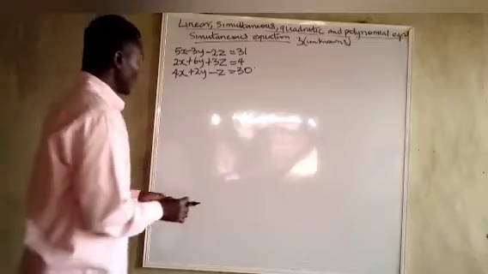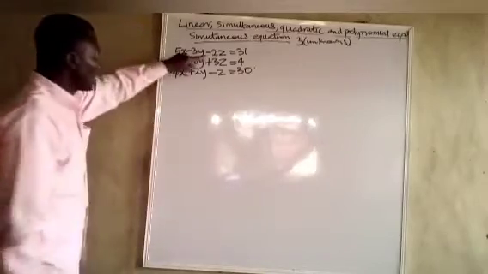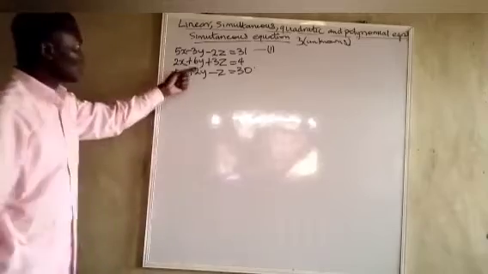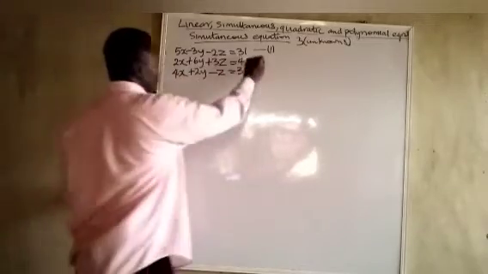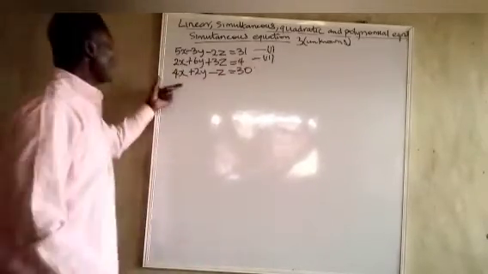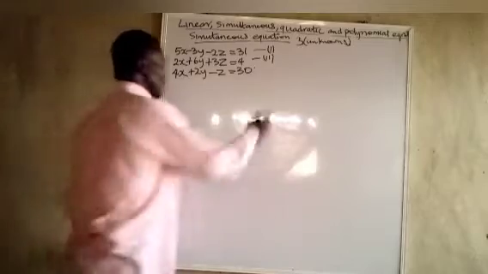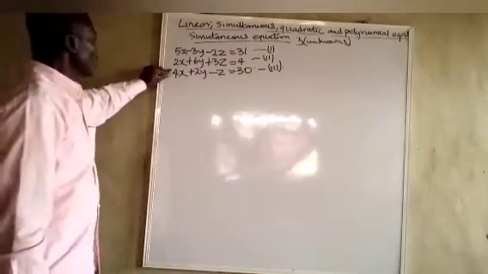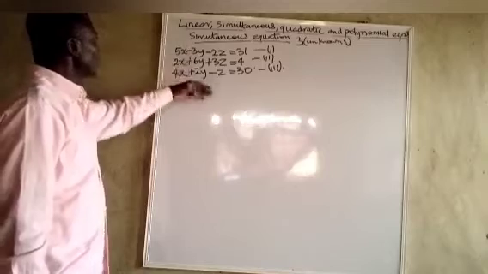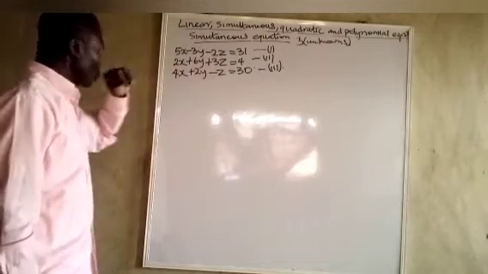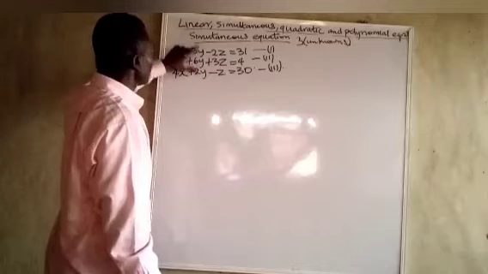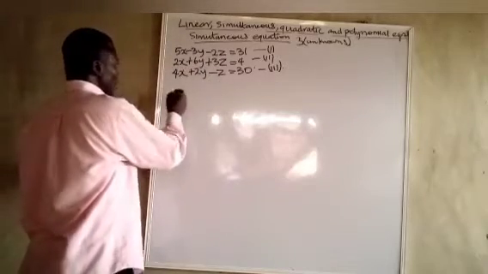Let's see how I go about this. Now, I have 5x minus 3y minus 2z equals 31. Let's call that our first equation. 2x plus 6y plus 3z is equal to 4. Let's call that the second one. 4x plus 2y minus z is equal to 30. Let's call that the third equation. And from this third one, I can use it to eliminate z from the first and second equations easily. Let's see how I go about it.